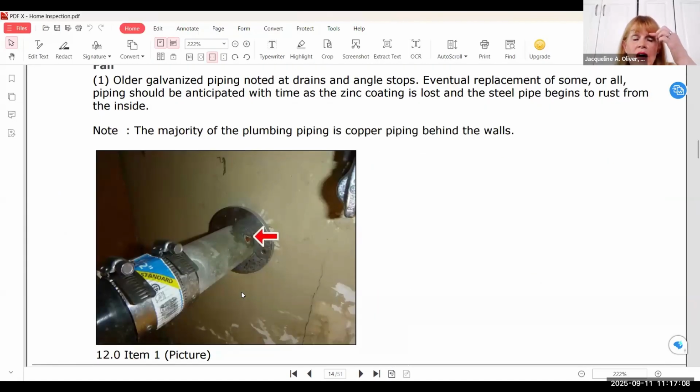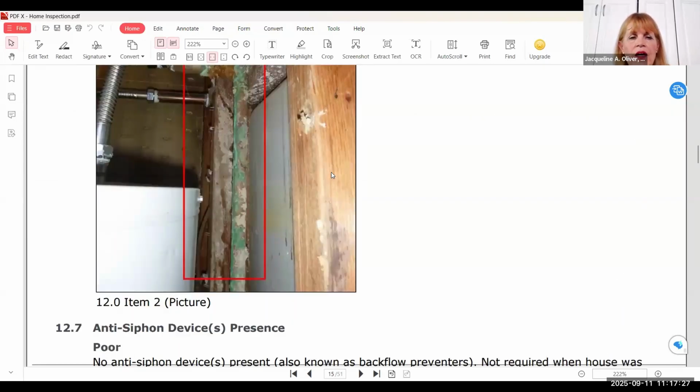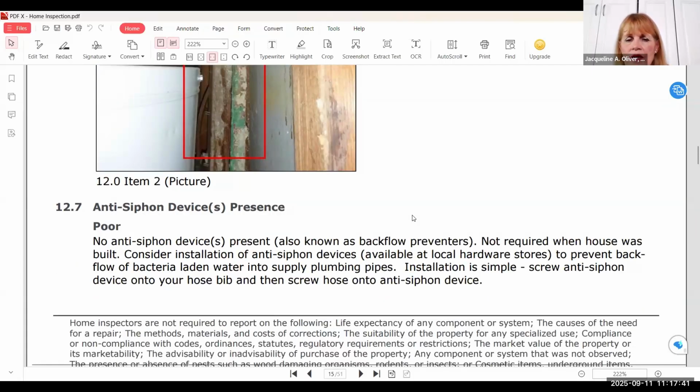Plumbing, it shows the galvanized plumbing, and that even though it's galvanized on the outside, they noted copper plumbing inside. Corrosion at the rear patio utility closet. That was one we were looking at where the paint was all off and the wood was coming off. Anti-siphon device present. It says no siphon device, so it stops the backflow from happening.